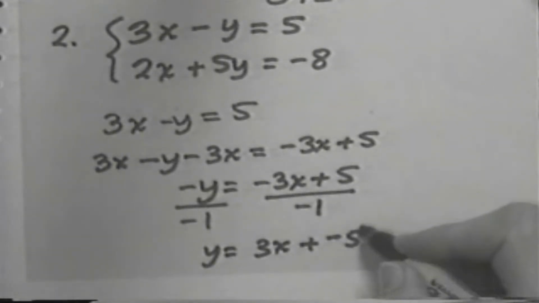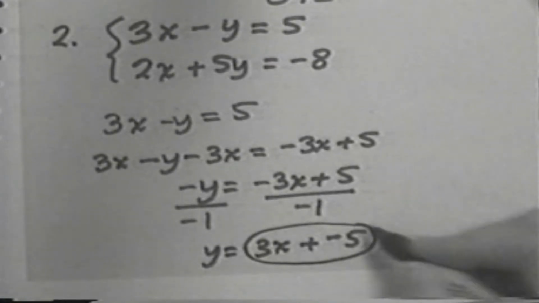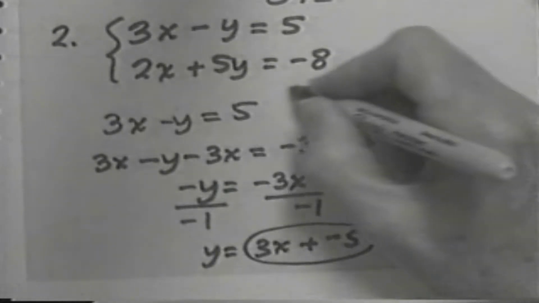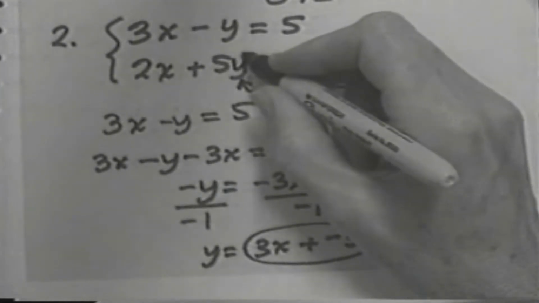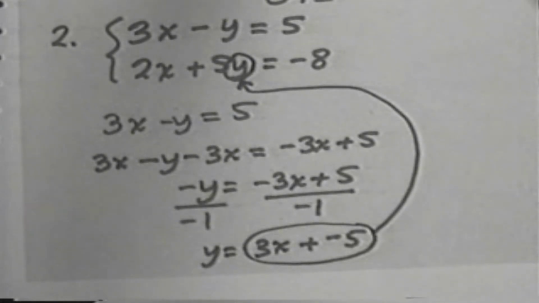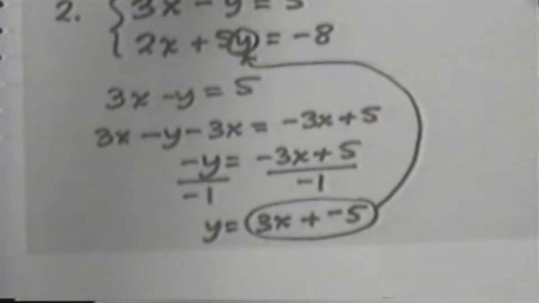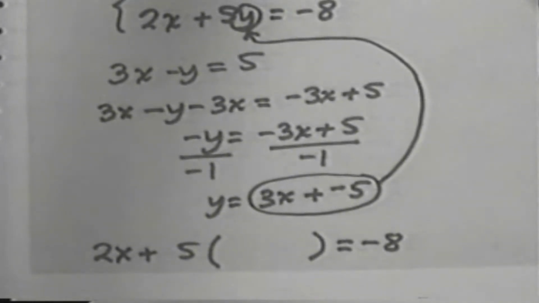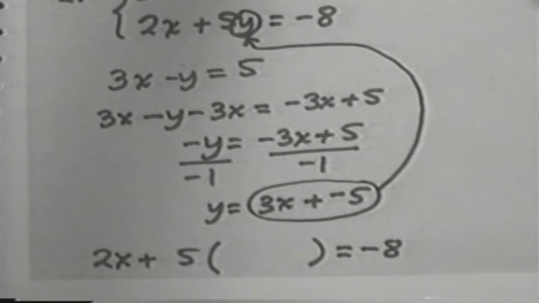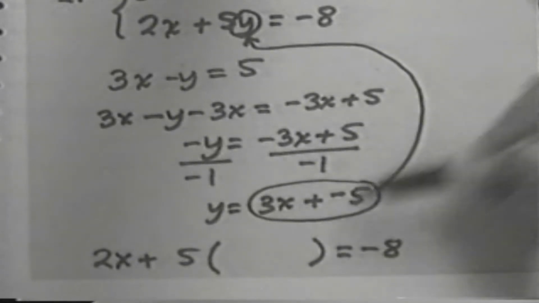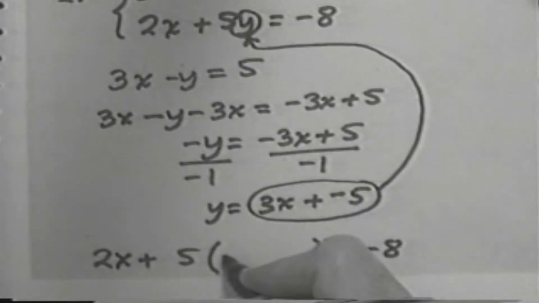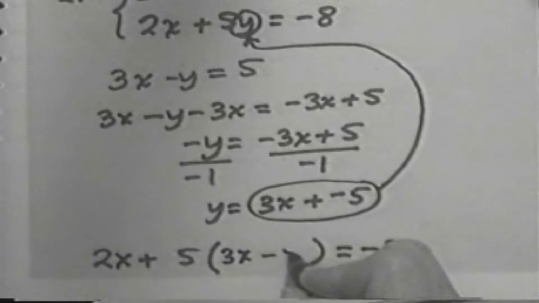That means that for our substitution, we will take this y expression and fill it into equation 2. This expression will be filled into equation 2 in place of y. This will give us 2x plus 5 times the y expression is equal to negative 8. The y expression is 3x plus negative 5, or I'll write it as simply 3x subtract 5.